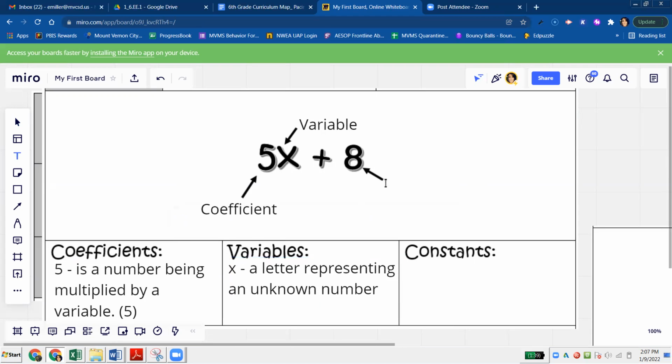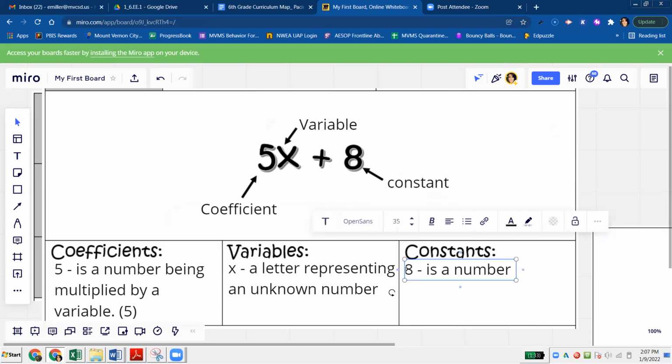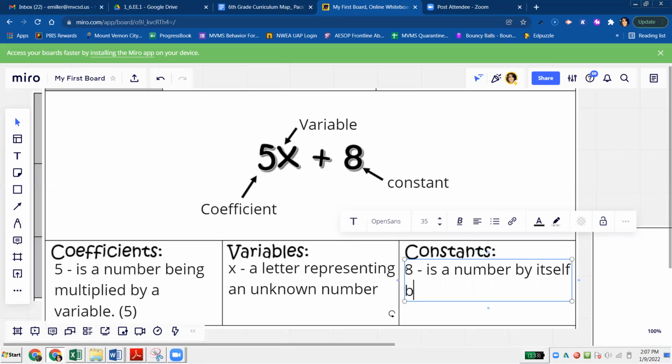And then we've got this 8 over here, plus 8. And this is known as a constant. And this information is brand new. I think we have not talked about this yet. So a constant, in this expression, the constant is 8. And a constant is a number by itself being added or subtracted. All right, so notice it is not multiplying times a variable here.